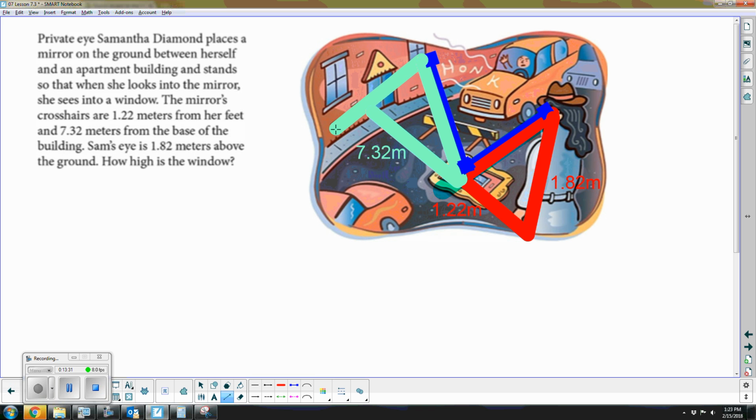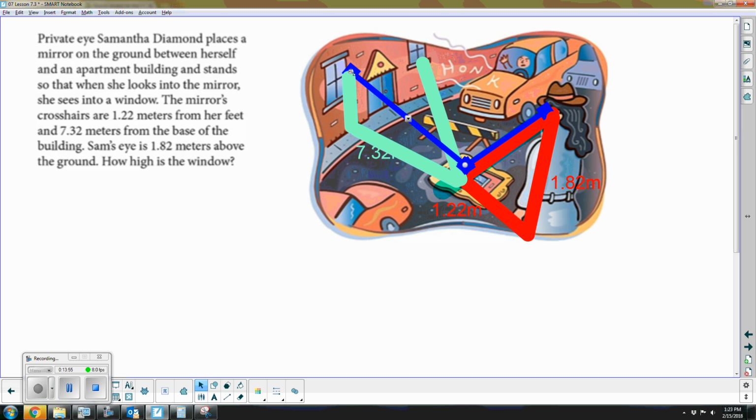So we are looking for this height right here, the height of the window. Maybe it's actually the other window, so let's just adjust this. It's probably actually looking at how high this window is. So here's her line of vision. The orientation of the diagram is not perfectly straight on, and that's why the triangles don't look similar.